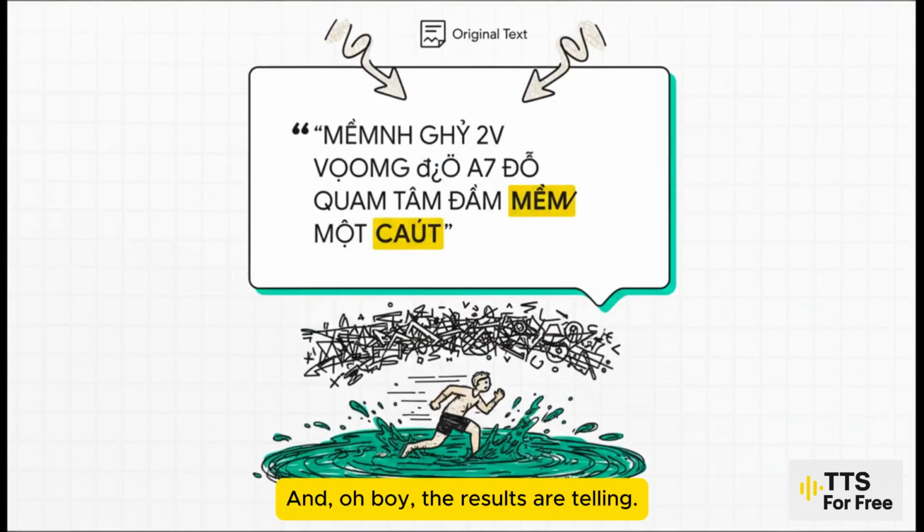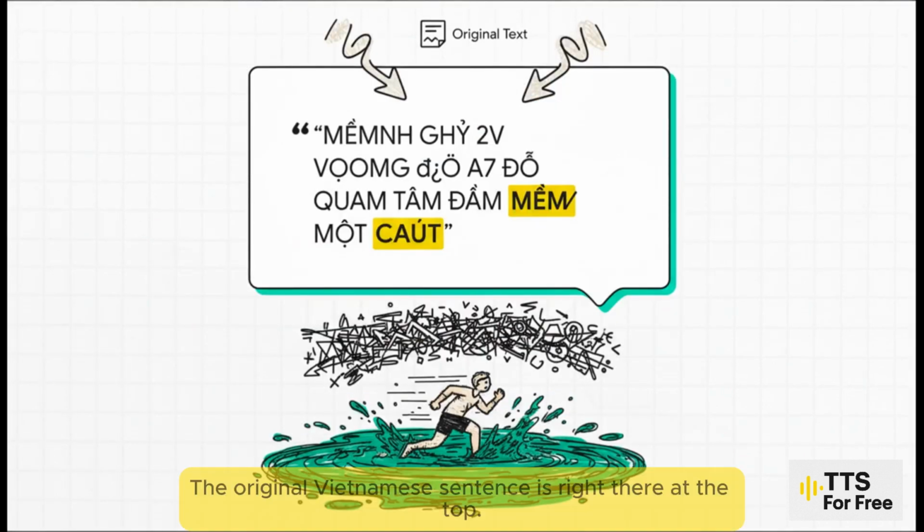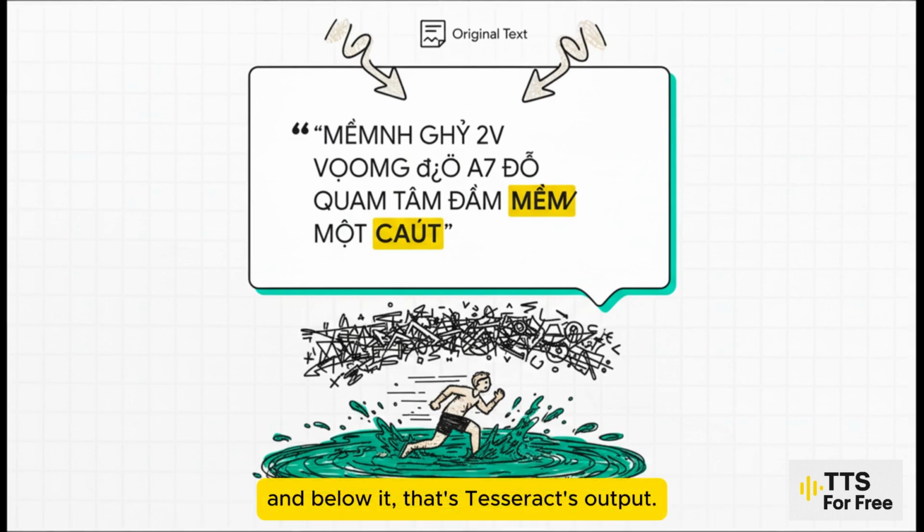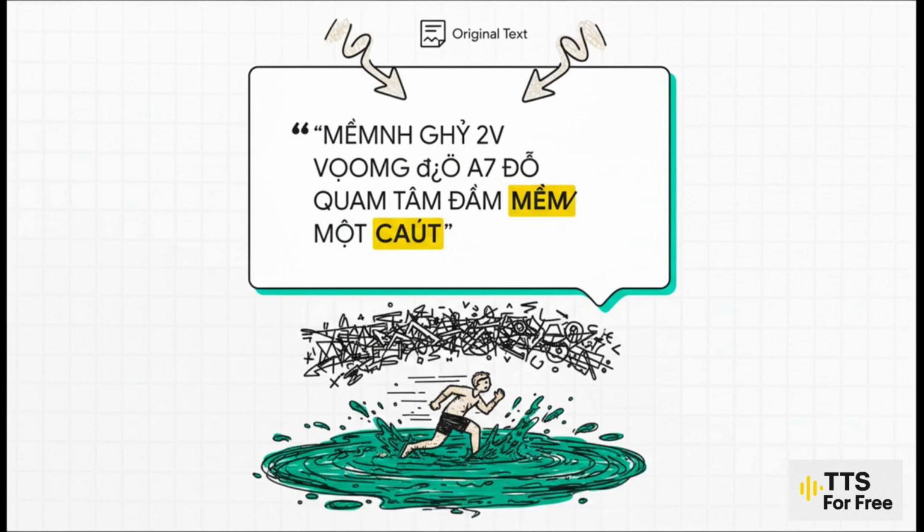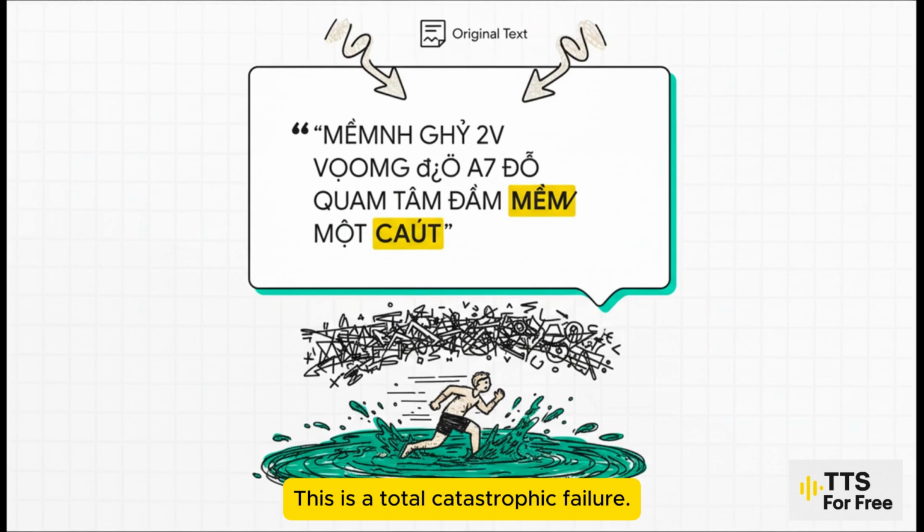And, hoo boy, the results are telling. The original Vietnamese sentence is right there at the top. And below it, that's Tesseract's output. It's complete and utter gibberish. This isn't just a small error. This is a total, catastrophic failure. This is our sprinter trying to run through a swamp. It's just not going to happen.